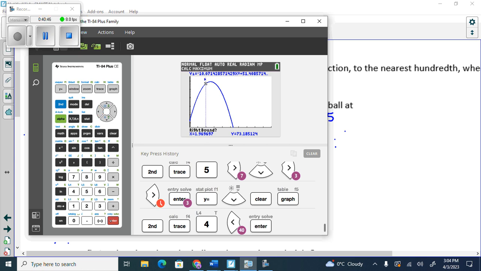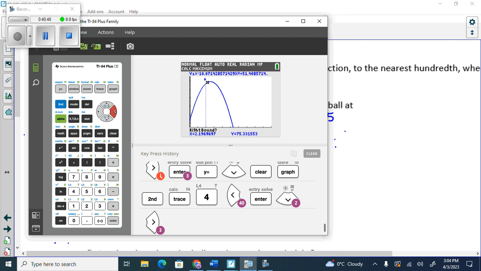Then it says right bound. So now I need to be anywhere on the right. Enter, enter. And I get 2.55 and 76.60. Which of those is height? The x or the y? Y is height, this whole question, right? So y is height. So this is the time it reaches maximum. This is the height at maximum height.